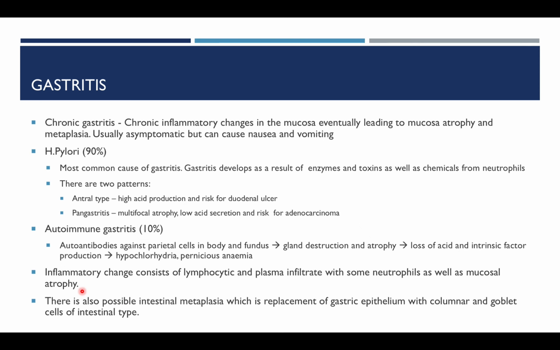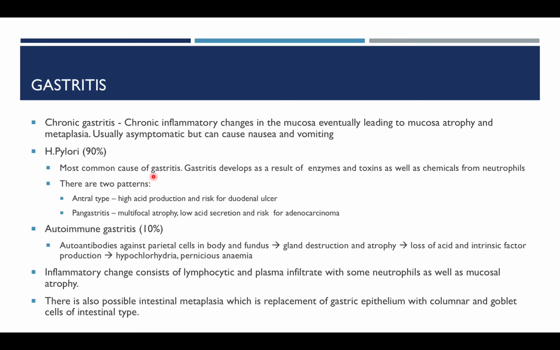Now we can talk about chronic gastritis. Chronic gastritis is chronic inflammatory changes in the mucosa, which eventually leads to atrophy and metaplasia. Usually patients are asymptomatic, but can cause nausea and vomiting. So there are two main causes of chronic gastritis: Helicobacter pylori and autoimmune gastritis. But as you can see, 90% of chronic gastritis is caused due to H. pylori. The gastritis develops as a result of the enzymes and toxins by this bacteria, as well as chemicals from the inflammatory response of neutrophils.